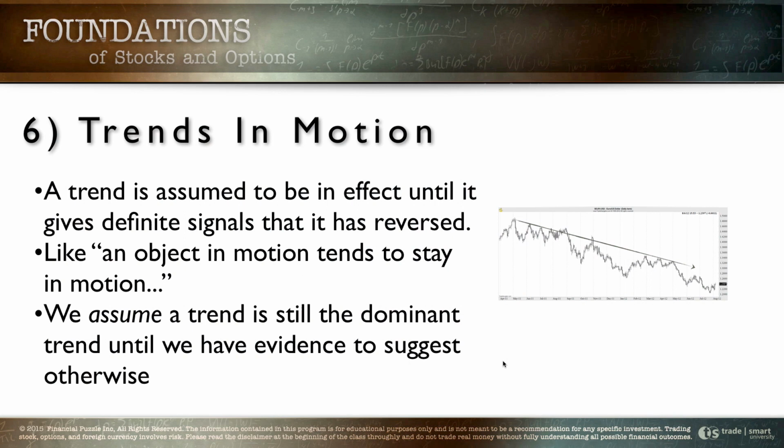Another way of thinking about this is kind of like the laws of physics. An object in motion tends to stay in motion. Well, we could say a trend in motion tends to stay in motion. And as long as that trend is happening, we're going to assume that the predominant direction is still in the direction of that trend. So we assume that is all happening. That's what the sixth tenet and the sixth principle of Dow theory talks about.